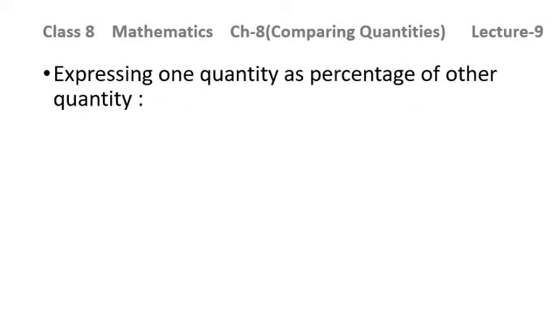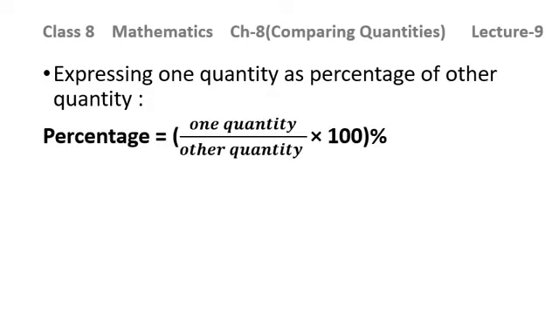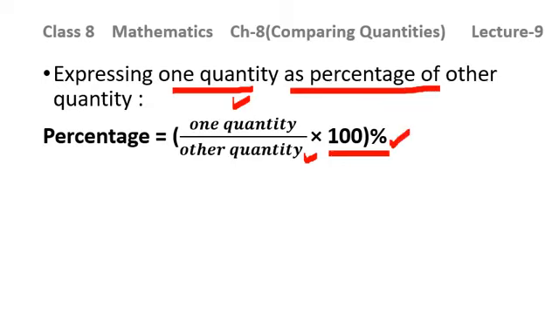Now, if I need to express one quantity as a percentage of the other quantity, how will I do it? Let us see. Percentage can be calculated by one quantity over another quantity into 100%. As I need to express one quantity as a percentage of another quantity, I will be taking the percent sign here. Percentage will be given by one quantity in the numerator, the other quantity in the denominator, into 100%.